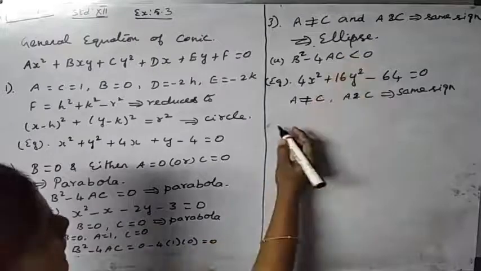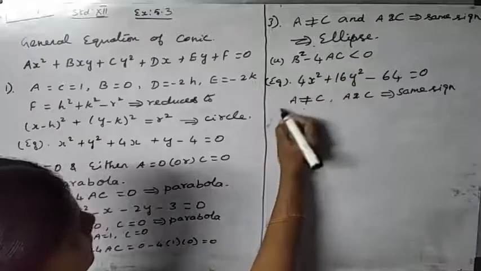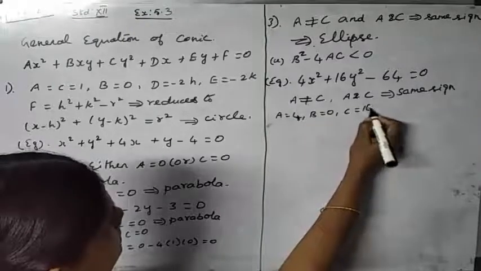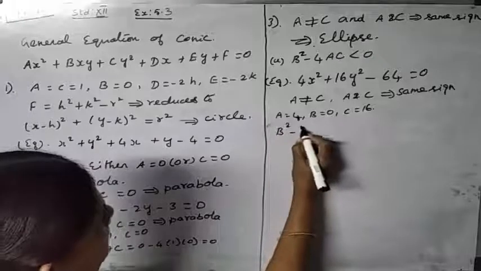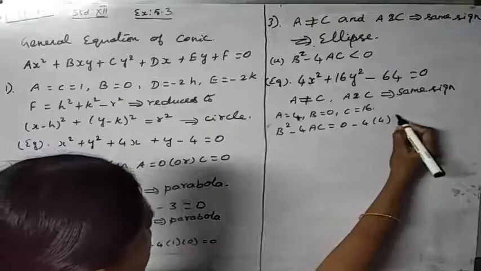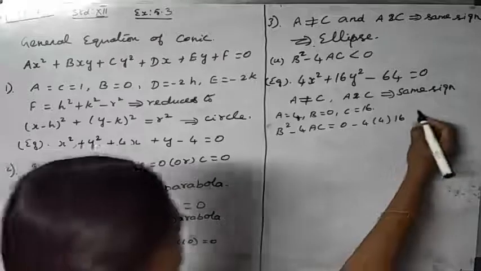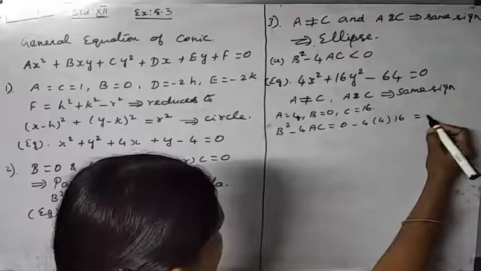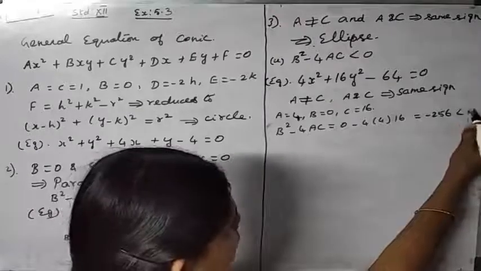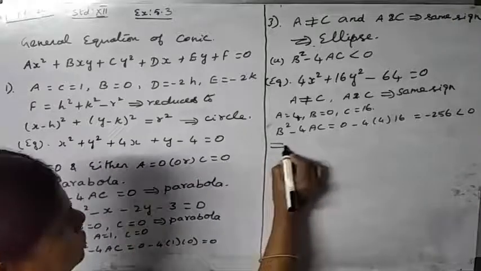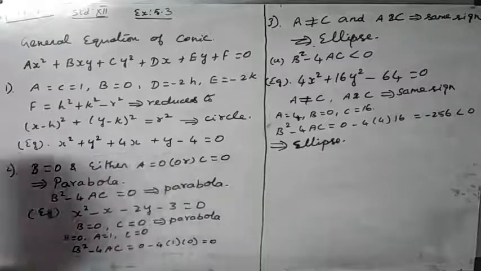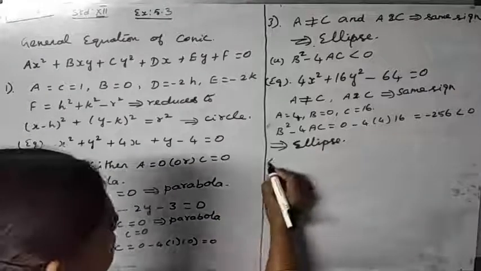Second condition நான் கொடுத்தது கரெக்டா இருக்கான்னு பாருங்க. B square minus 4AC. இதுல A is equal to 4, B equal to 0, C equal to 16. So B square minus 4AC is equal to 0 minus 4 into 4 into 16. So which is equal to 16 16s are 256, minus 256. So which is negative, so less than 0. So எப்படி எடுத்தாலும், so this equation implies ellipse. Do you understand?